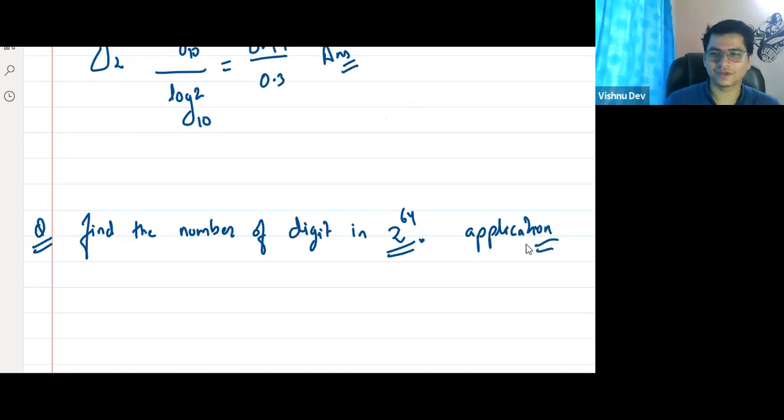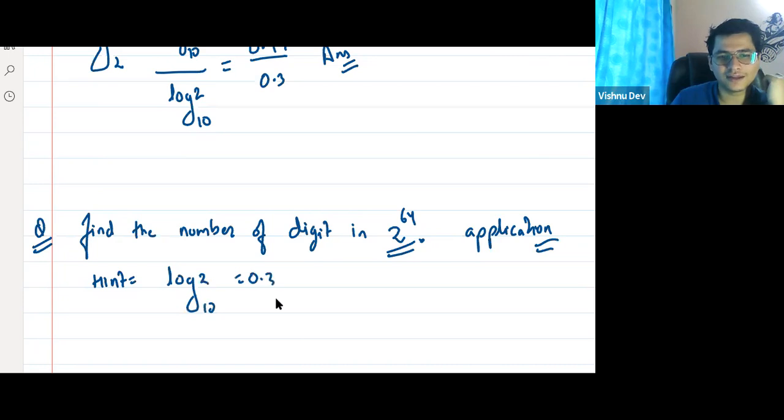It is not that difficult. It is actually easy. Okay, I'll give you a hint. The hint is log 2 base 10 is equal to 0.3. This is the hint. Now try by yourself.